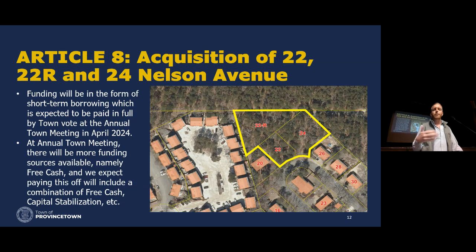But the decision was, we feel like we'll have the finances to fully pay this off in April without it being a debt exclusion override. So we'll come back to the voters in April to fully pay the short-term bond off. Again, with the debt exclusion, if we paid this over a 20 or 30 year period, we'd be paying not too much more, but we'd be paying interest over a 20 or 30 year period on a relatively small acquisition compared to some of the other debt exclusions and investments that the town has made.